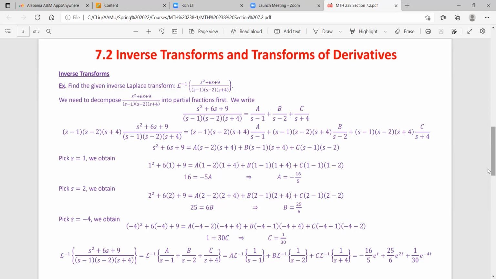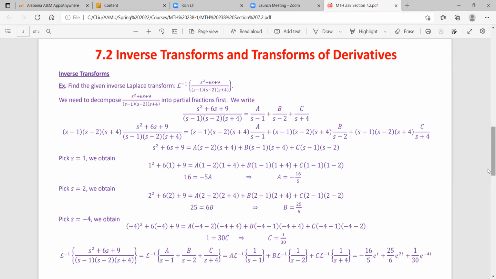Then you pick s equals 2 in the original equation. So we get another equation. This time you can see the first term and the third term vanish. They both have 2 minus 2. So at the end, you're just left with the term with b on the right. If you do it, you get 2 minus 1, which is 1, and 2 plus 4 is 6. So b times 1 times 6 is just 6b.